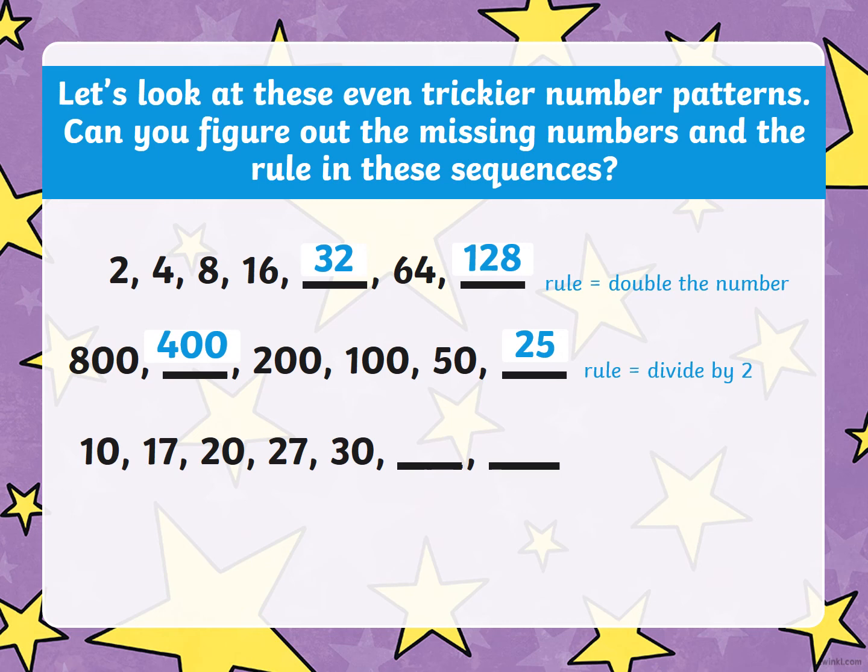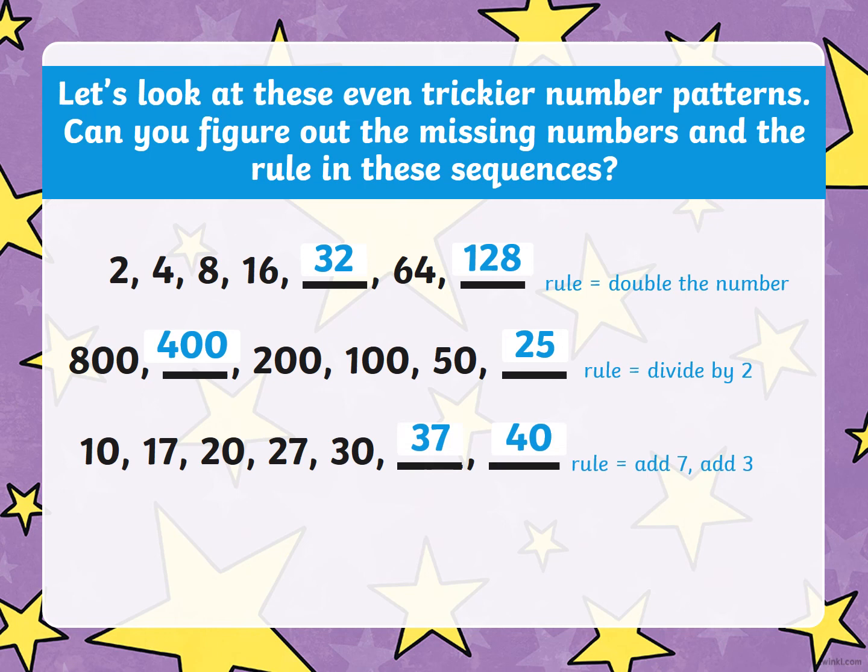Okay, and finally this one here. 10, 17, 20, 27, 30. Are the numbers getting greater or smaller? They're getting greater, aren't they? Can you work out the pattern? Have a think. You've got 5 numbers next to one another, and if you had a piece of paper, you could write down, do your working out, work out what you're adding each time. Because it's clearer when you do the working out on the paper.